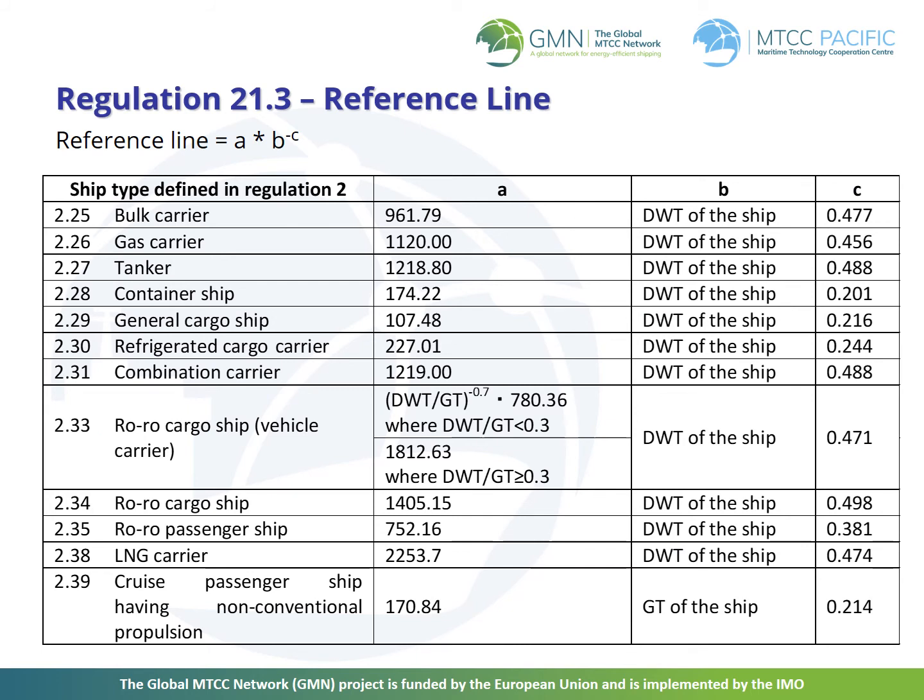Parameters A, B, and C for some of the ship types are given in the table. B is ship capacity. A and C are constants agreed for each ship type and included in the regulation. Reference EEDI, reference value for EEDI.